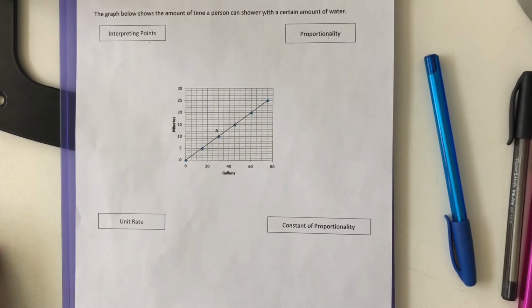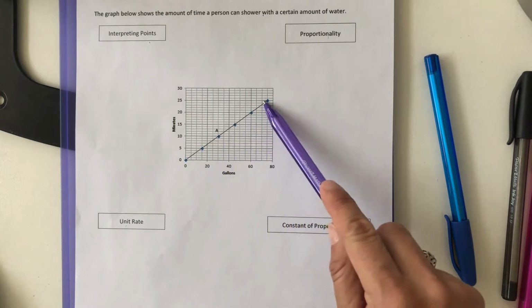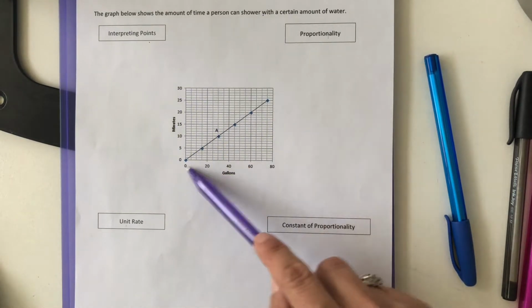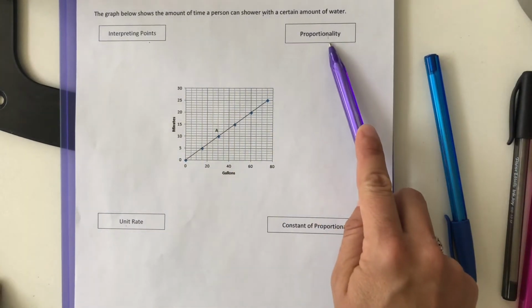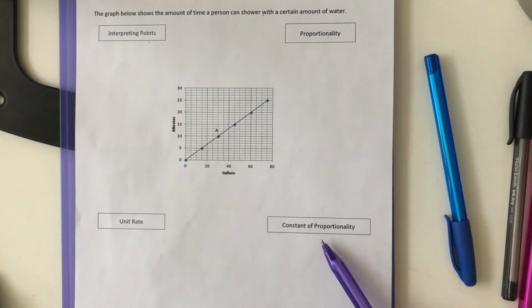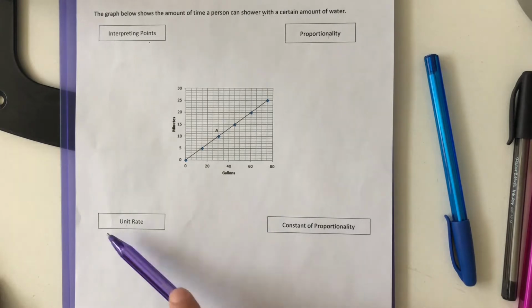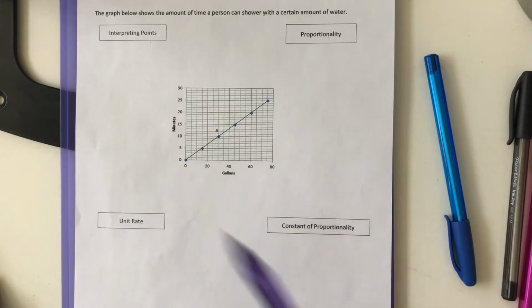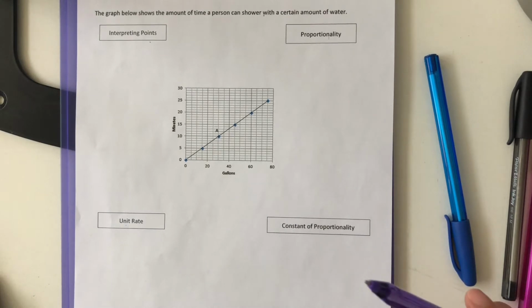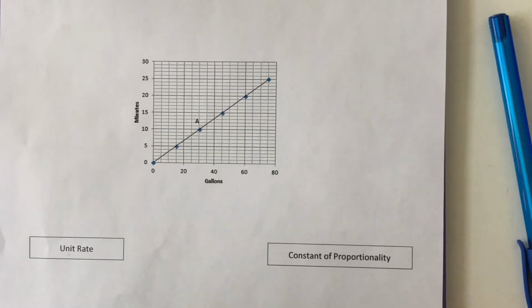Beyond just looking at the shape of the graph, however, we can use the information that we see in the graph when we have values on our axes to do a few things. We can interpret points, we can determine proportionality, we can find the constant of proportionality, and then therefore also find the unit rate, and specifically look at where the unit rate falls on the graph. So the first thing we want to do is look at interpreting some points.